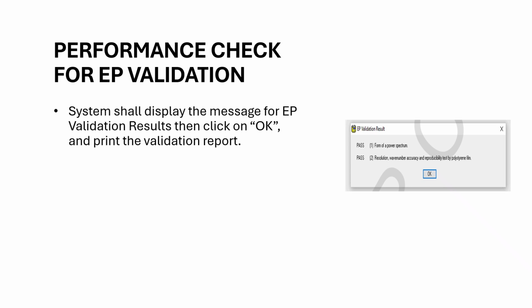Finally, once the spectra has been generated, the system shall display the message for EP validation result, and then you need to click on OK and print the validation report. Here you can see it will display the pass result for the validation, and if it fails, it will display the fail message here.